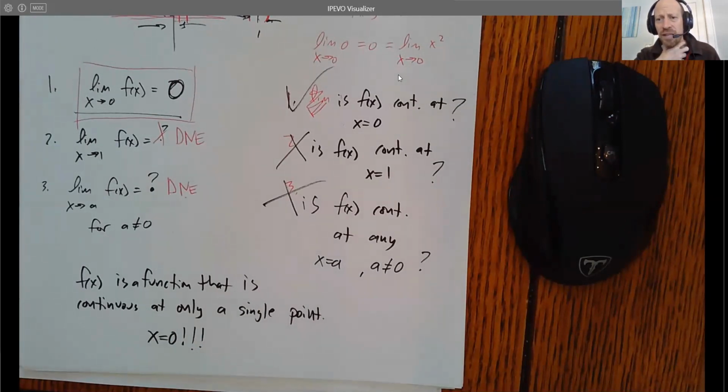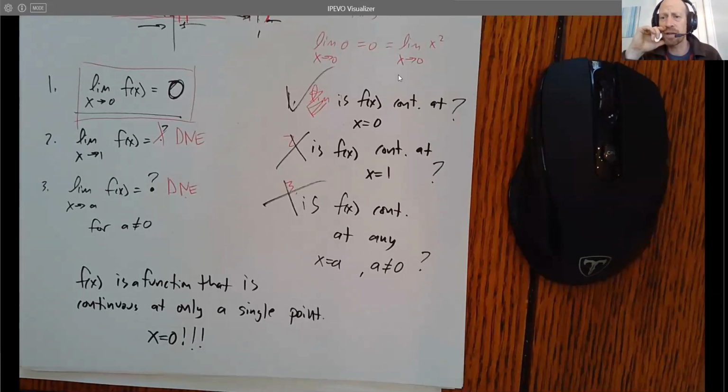But as I said in the beginning, continuity is a pointwise property. It is either true or not true at individual points. So it is quite acceptable to have a function like this that is continuous at one point and not continuous anywhere else.